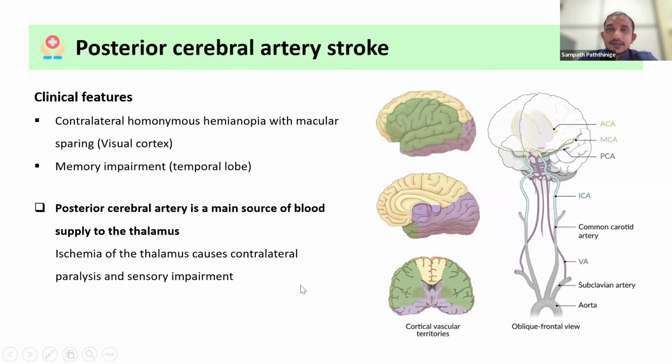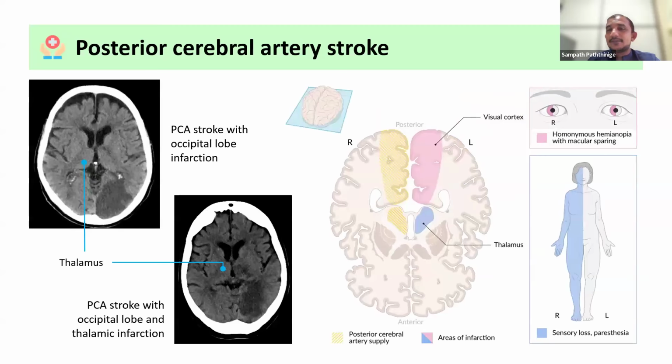So yeah, sorry, there's a mistake. Usually in the thalamic infarct, you see a lot of sensory impairment, not much of a motor effect. So in the posterior cerebral artery stroke, in addition to these visual effects, they will have the sensory effects as well, right? That sensory loss is not due to the cortical damage, but it is due to the damage to the thalamus, right?